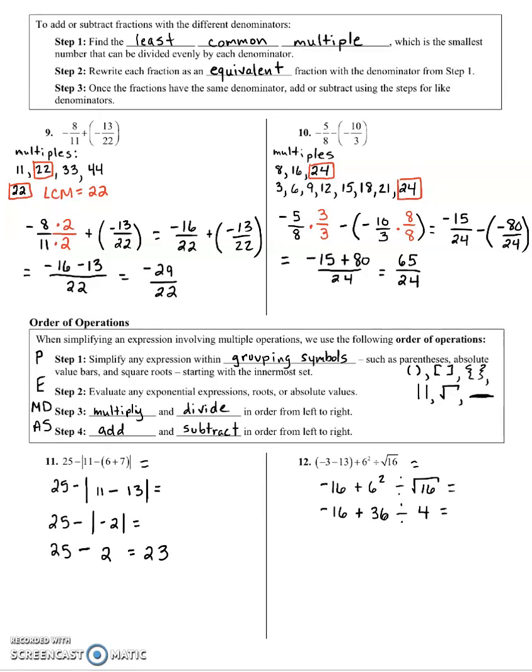So now the next thing is multiplication and division, starting at the left. Well, starting at the left, the first thing we encounter is an addition, but we're not doing those yet. So we have negative 16 plus, here's a division. So we do 36 divided by 4, which gives us 9. And now negative 16 plus 9 is a negative 7, and that's our final answer.